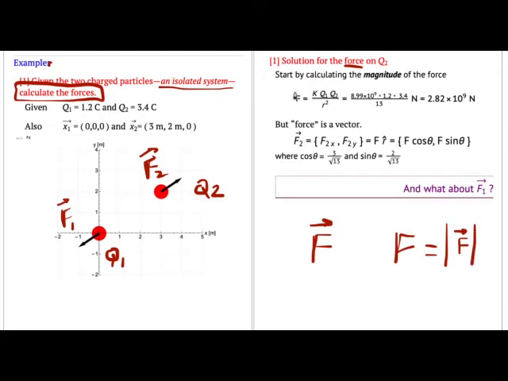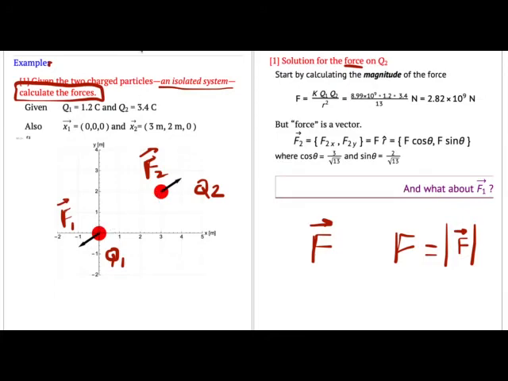Well, let's calculate F. It's K Q1 Q2 over R squared. K is a universal constant. It always has the same value, 8.99 times 10 to the 9th if I use standard units. Q1 was 1.2, again using standard units. Q2 is 3.4. And I divide by R squared. R is the distance between the two particles.